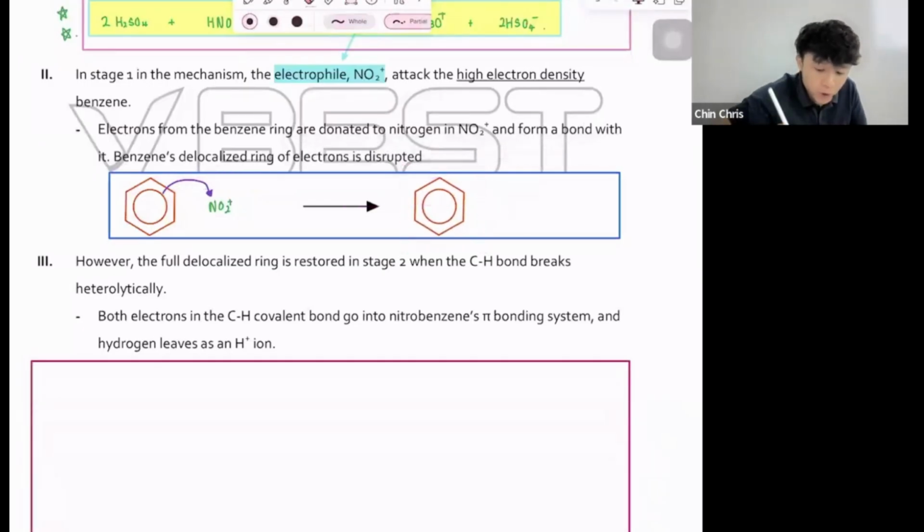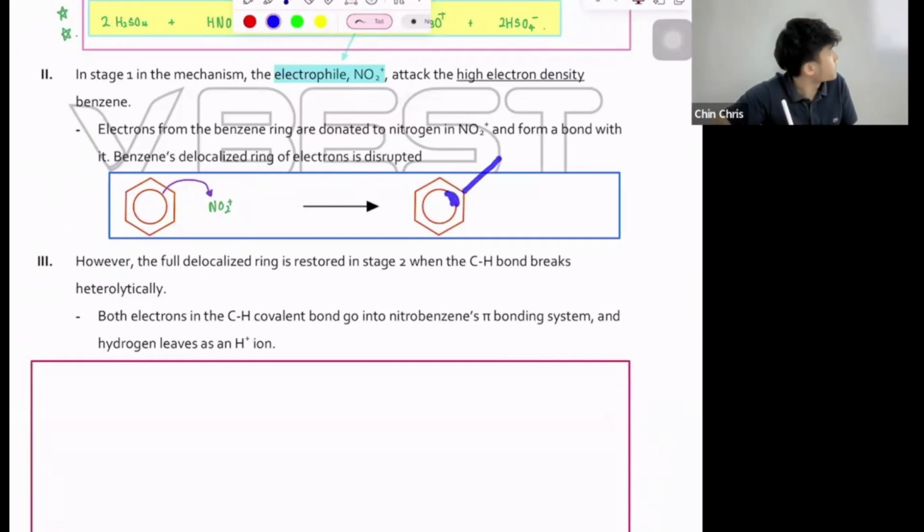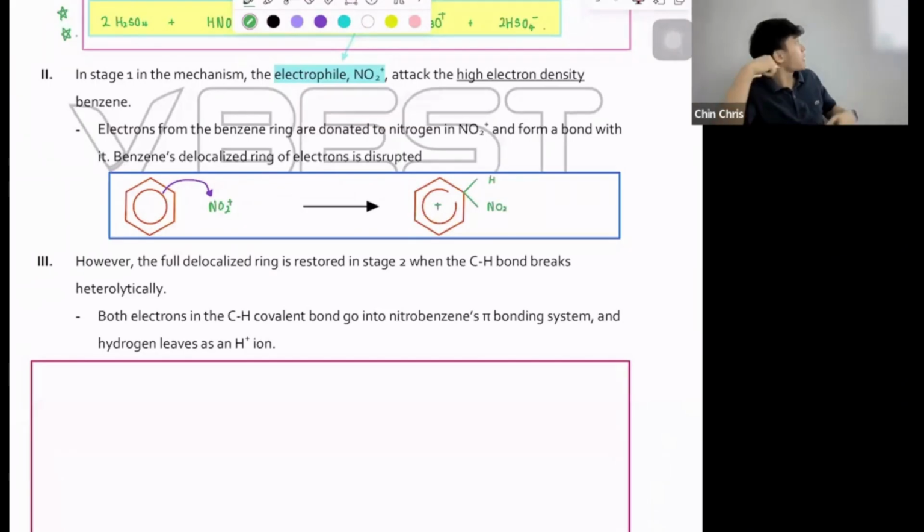When you break the ring, guys, you always break the ring according to where you are substituting. So let's say if you're substituting into this carbon, you break it here. So the ring opening matters. You don't put your ring opening here. The ring opening must be facing the part that you are substituting. So you have an H and NO2, and a positive charge, correct?